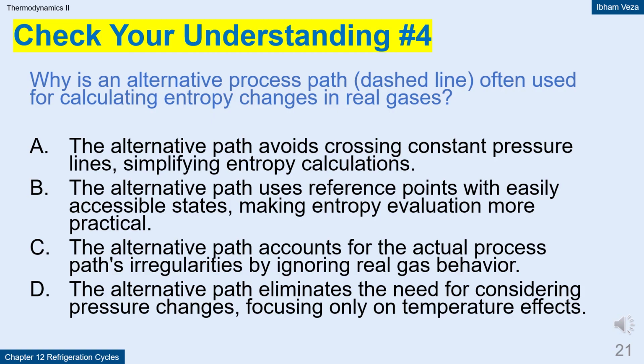D. The alternative path eliminates the need for considering pressure changes, focusing only on temperature effects. This is incorrect because the alternative path considers both temperature and pressure changes, using reference states to facilitate entropy evaluation.